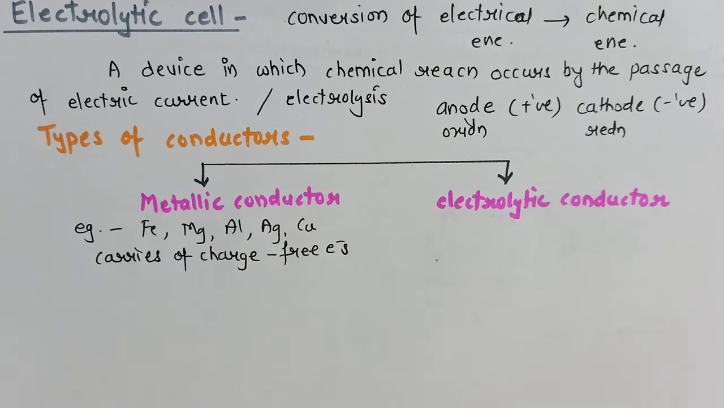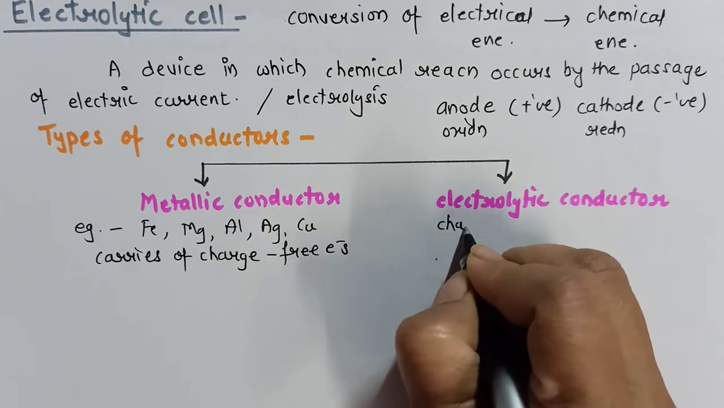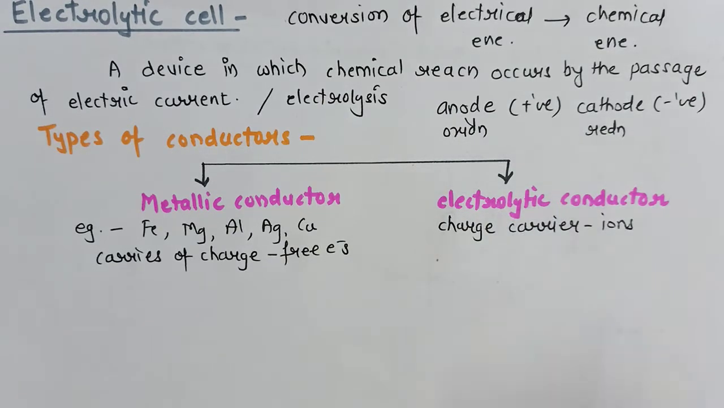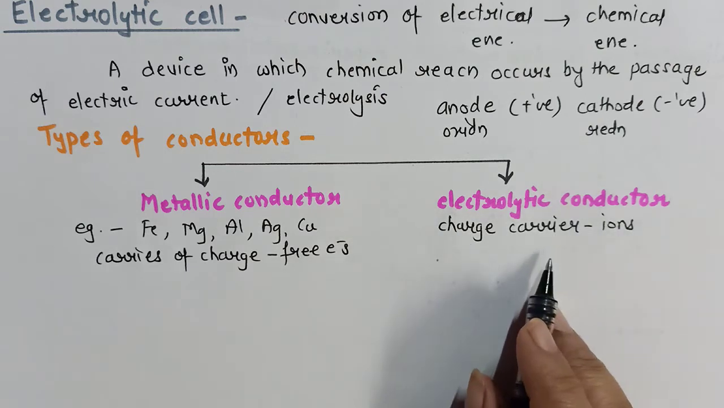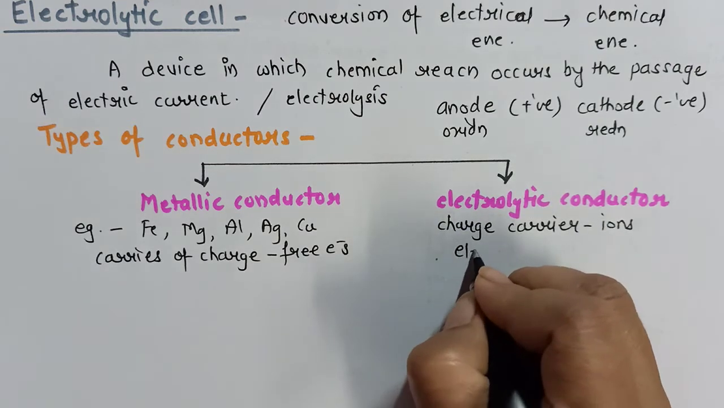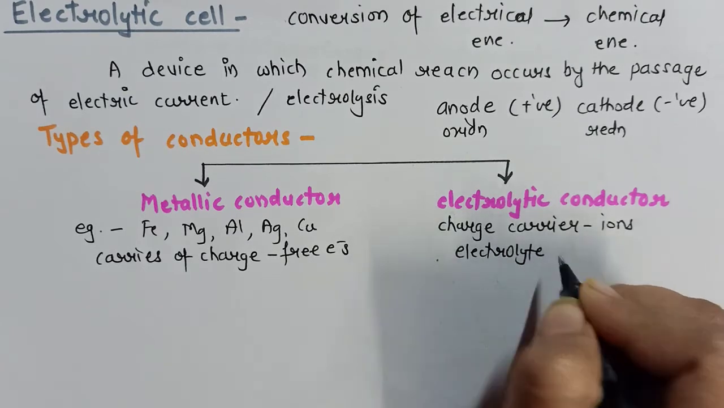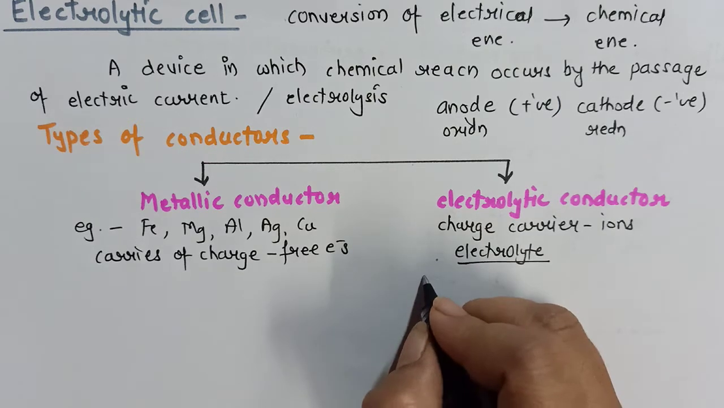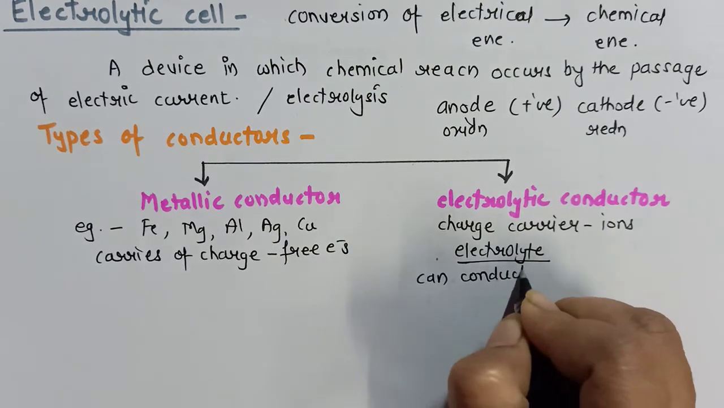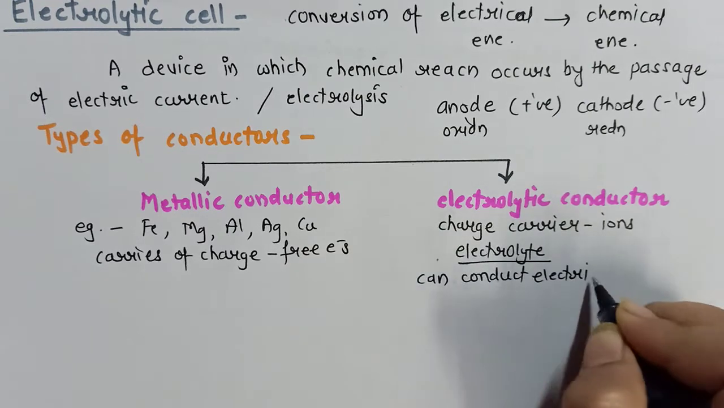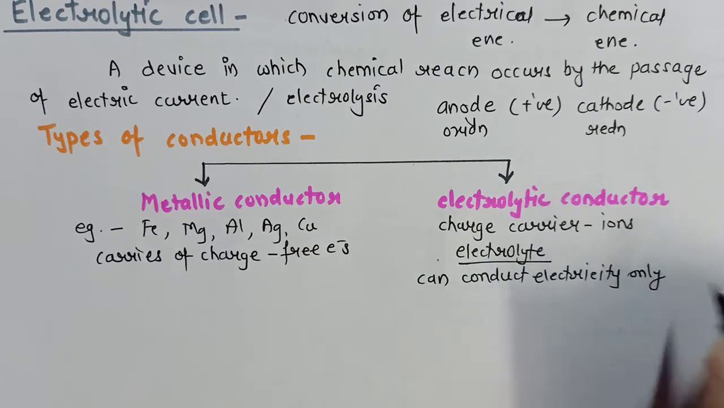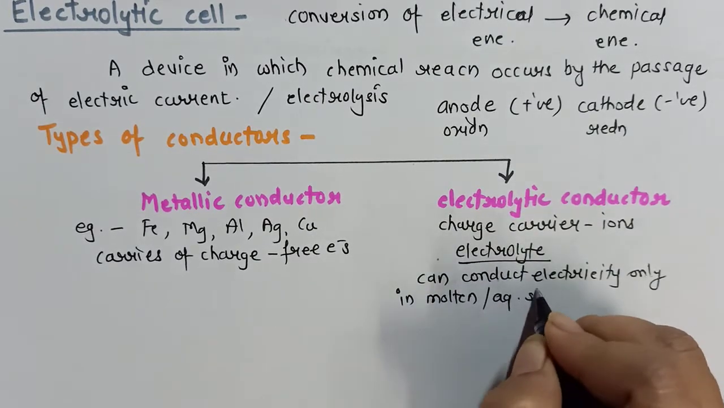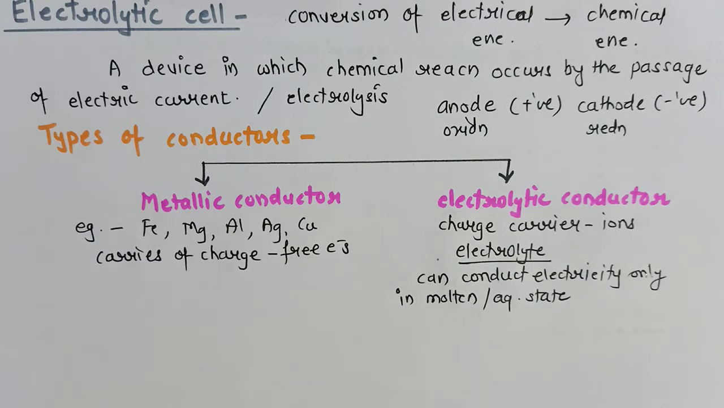Carriers of charge are free electrons or kernel electrons present in the metal. Whereas in case of electrolytic conductor, the charge carriers are ions. So I will say electrolytic conductors, where the ions carry charge, we call them generally electrolyte. But the main important thing that we have to remember about electrolyte is they can conduct electricity only in molten or aqueous state, in a dissolved state. In solid state, it will not conduct the electricity.